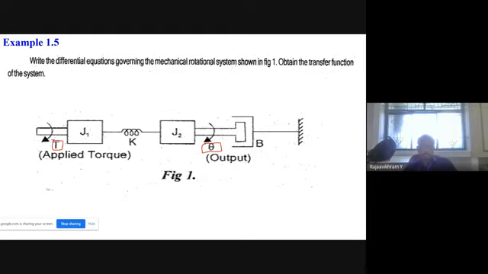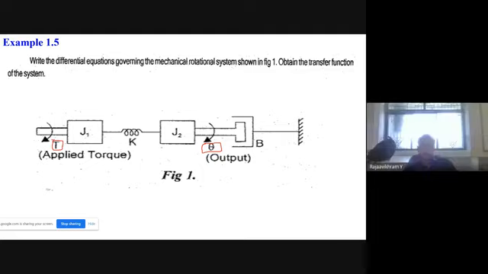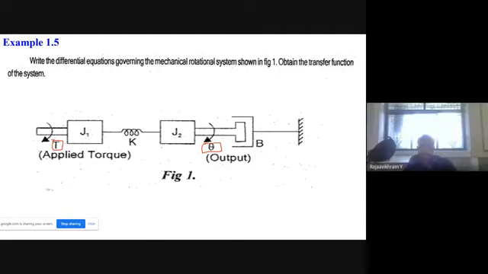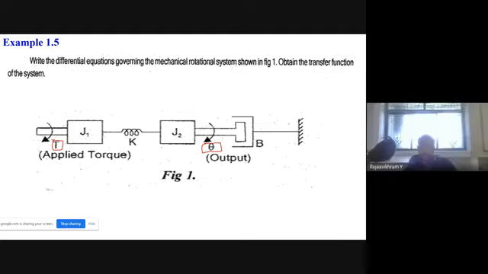Ratio between... what is the transfer function? T by T. Yes. T of S by theta. Theta by T or T by theta? T by theta. Output by input or input by output? Yes, theta by T. Theta of S divided by T of S. Okay. So start solving the problem.